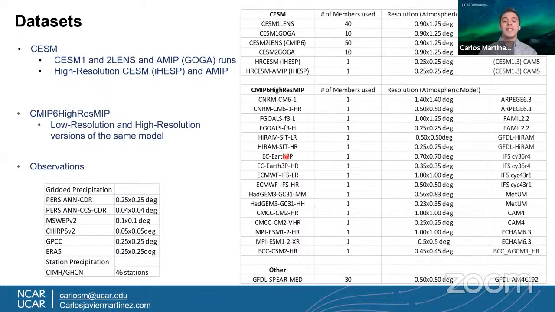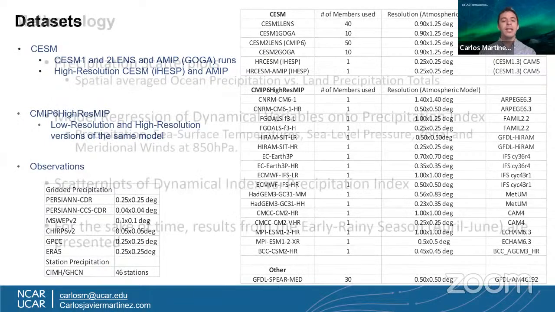I also looked at the CMIP HighResMIP models, where the only difference within each model group is the resolution, looking at their low versus high resolution versions to get into the resolution component of this study. And then looking at observations, I used several gridded precipitation data sets to have an observational estimate, as well as ERA5, which will also be used as the benchmark observation for the dynamical variables that I'm using in my analysis, as well as other station data.